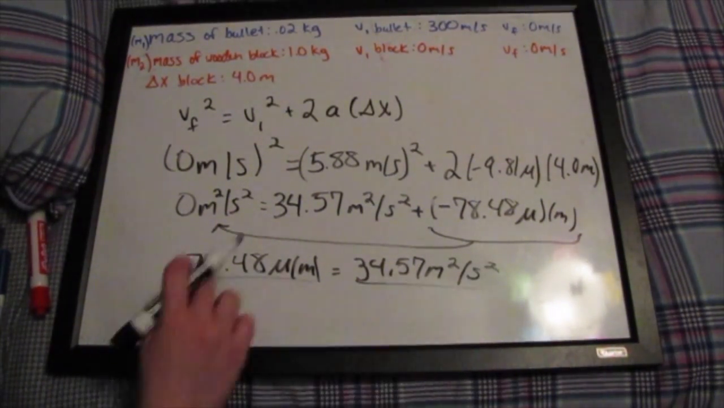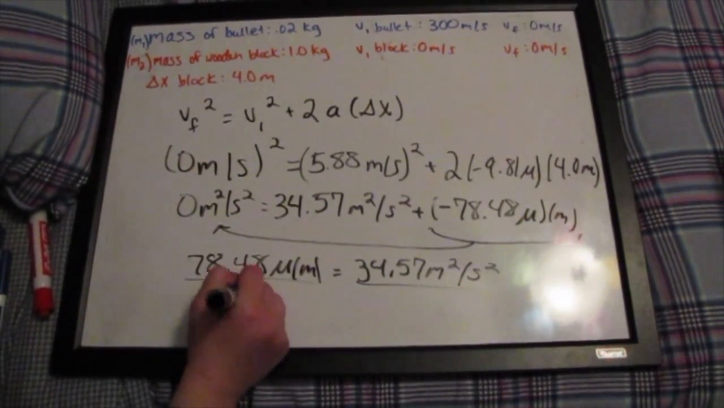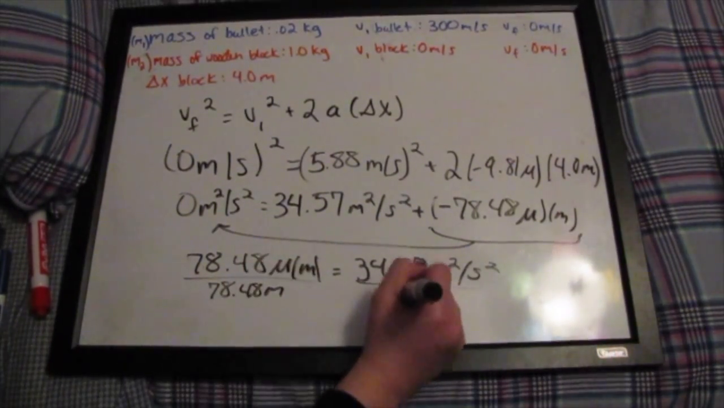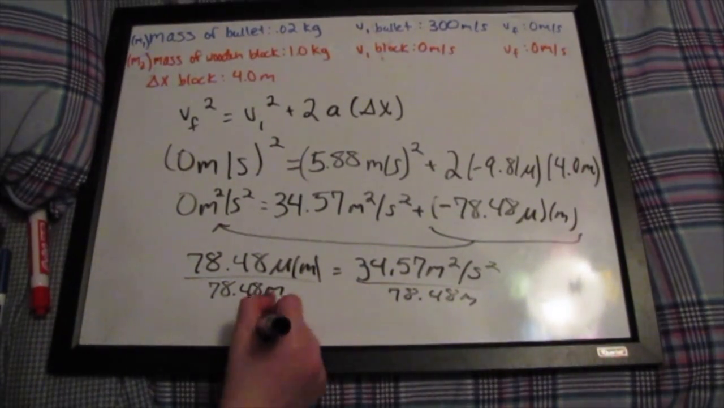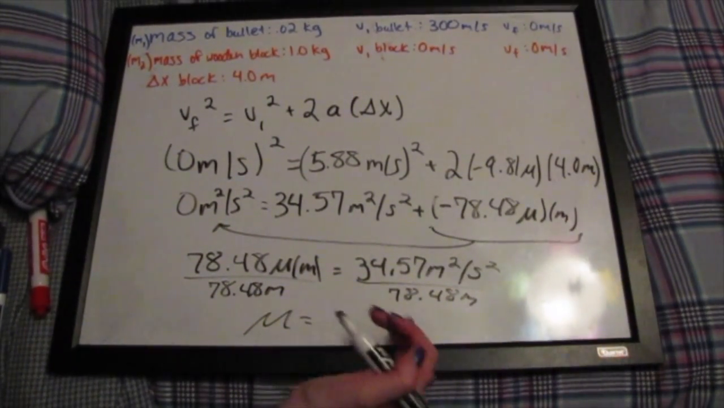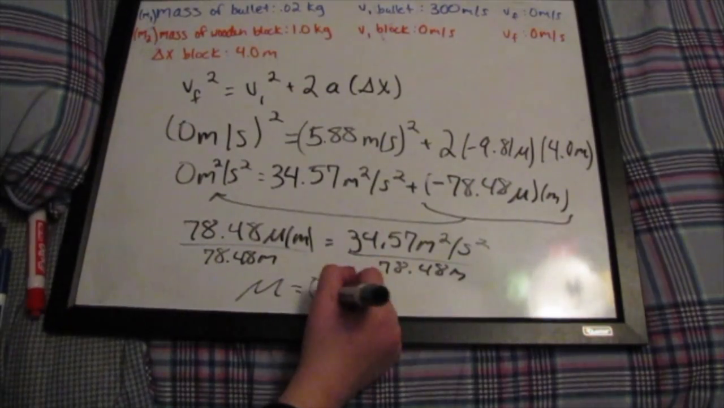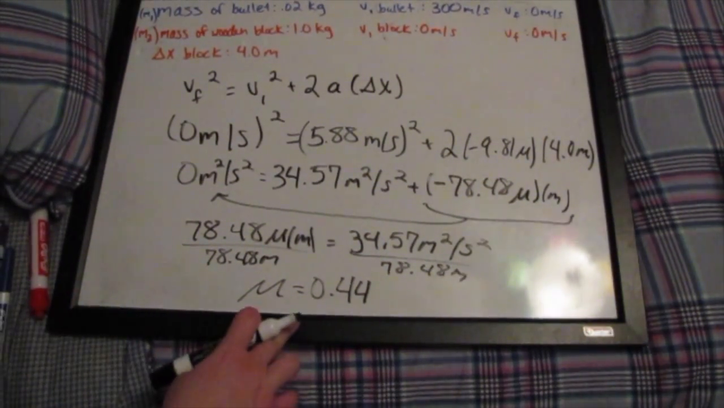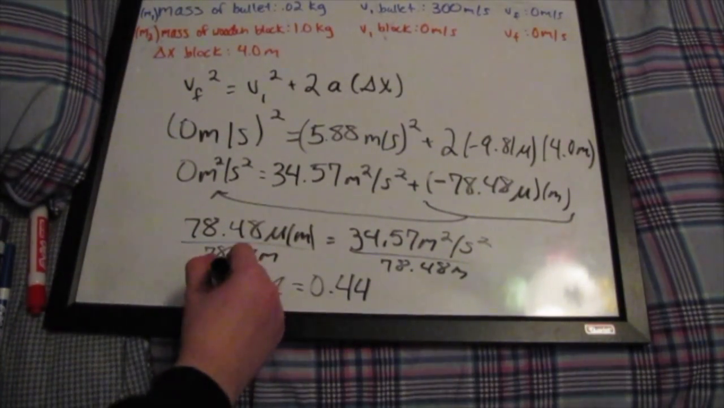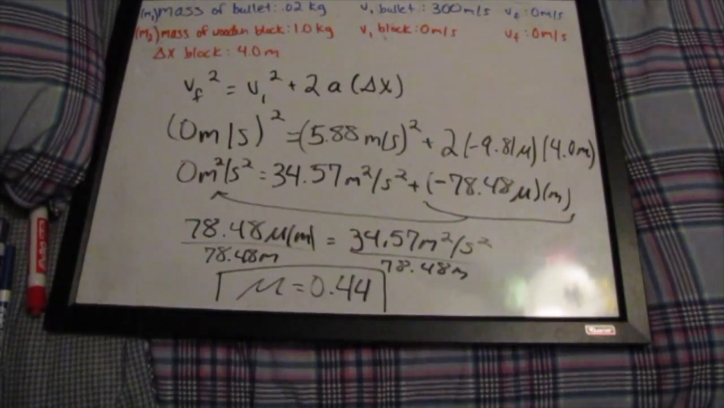Now we just divide to get mu alone, so we're going to divide by 78.48 meters. So mu is going to equal 0.44. And this is our answer. This is the coefficient of kinetic friction between the block and the surface. And that's our first problem.